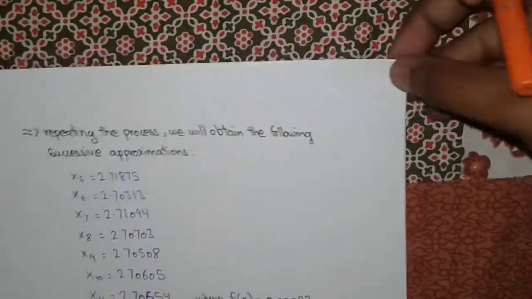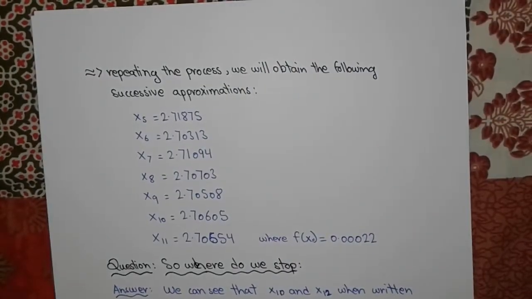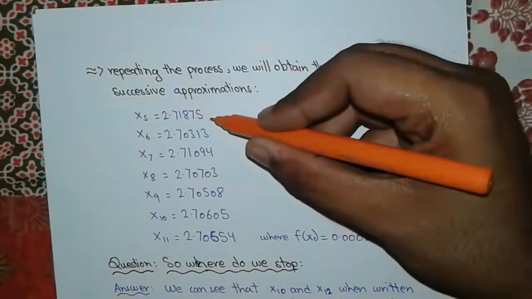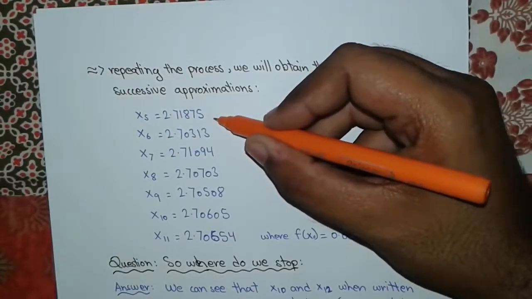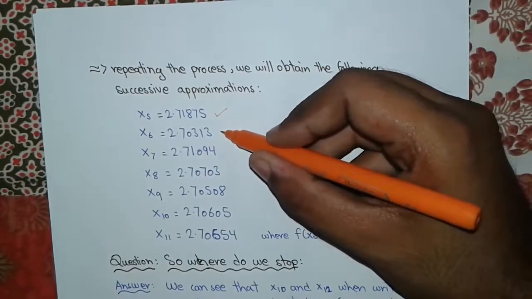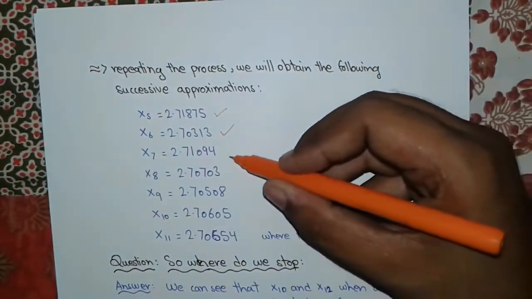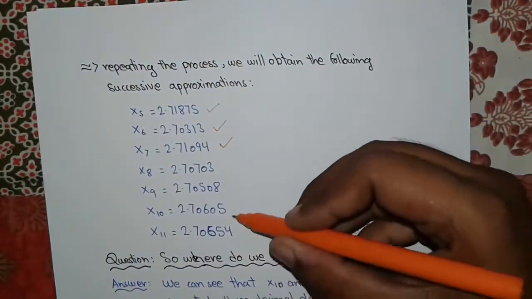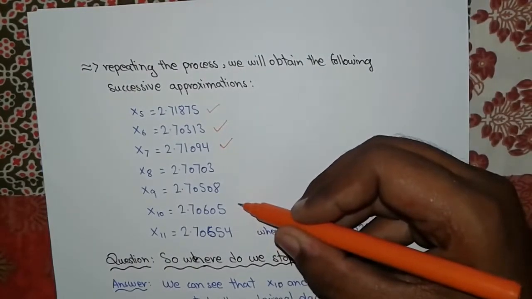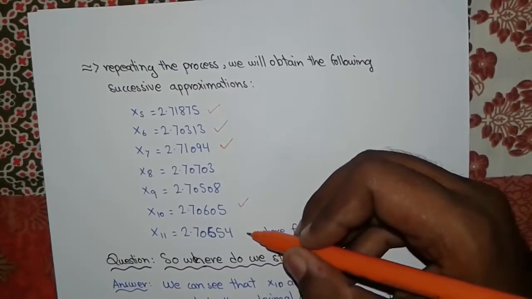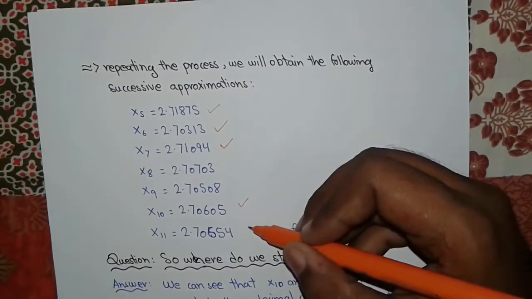Now repeating this process we will obtain the following successive approximations, that is x5 equals 2.71875, then x6 is coming 2.70313, x7 is coming 2.71094, and so on till we found that x10 is 2.70605 and x11 is 2.70654.